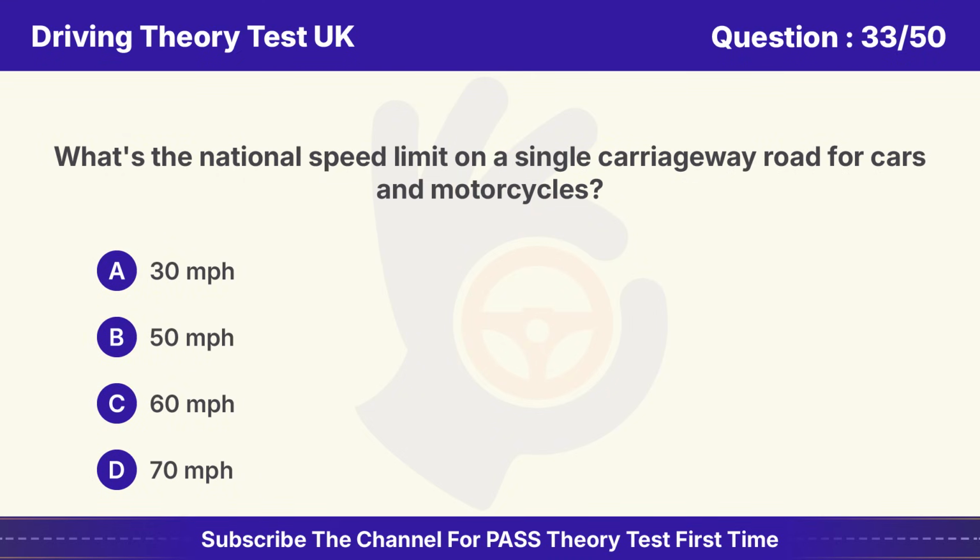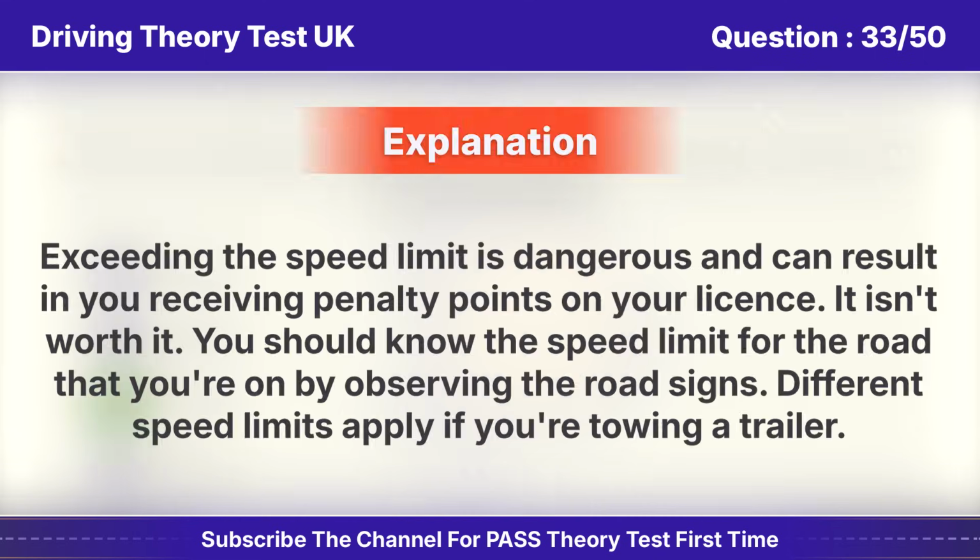Question 33. What's the national speed limit on a single carriageway road for cars and motorcycles? Answer is C. 60 miles per hour. Exceeding the speed limit is dangerous and can result in you receiving penalty points on your license. It isn't worth it. You should know the speed limit for the road that you're on by observing the road signs. Different speed limits apply if you're towing a trailer.